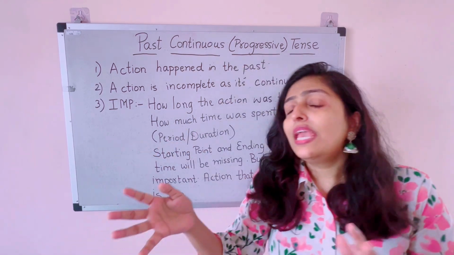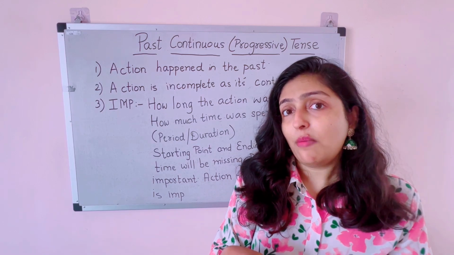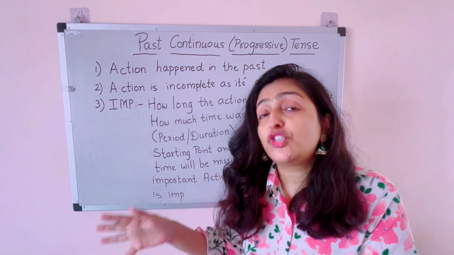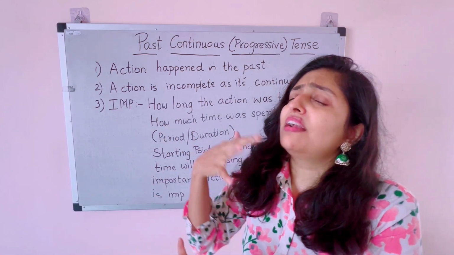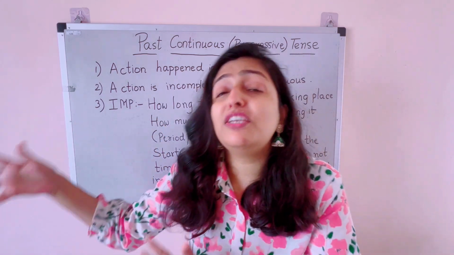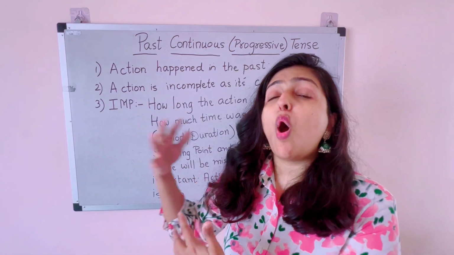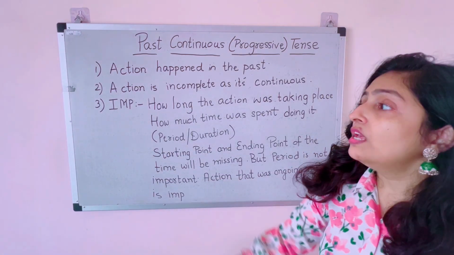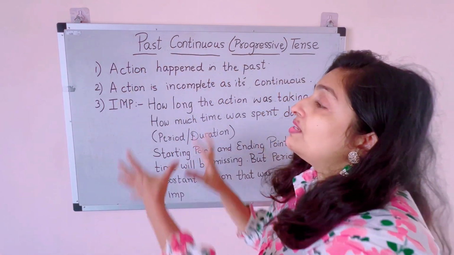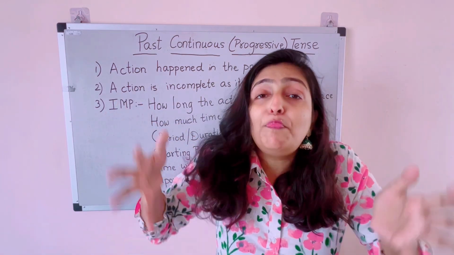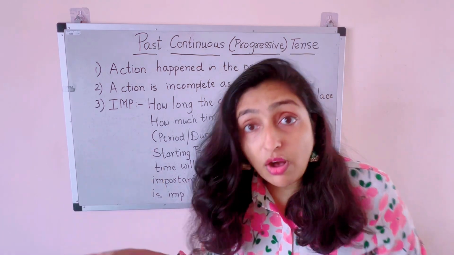So hope you got it. In simple past tense, the action completed in the past. But here, even though the action is taking place in the past, the action is incomplete, it is unfinished, it's in progress, it's in continuity, it is ongoing. Now, third is the base, very important. These points are the foundation or the pillar of past continuous or progressive tense. Now, look at the third point.